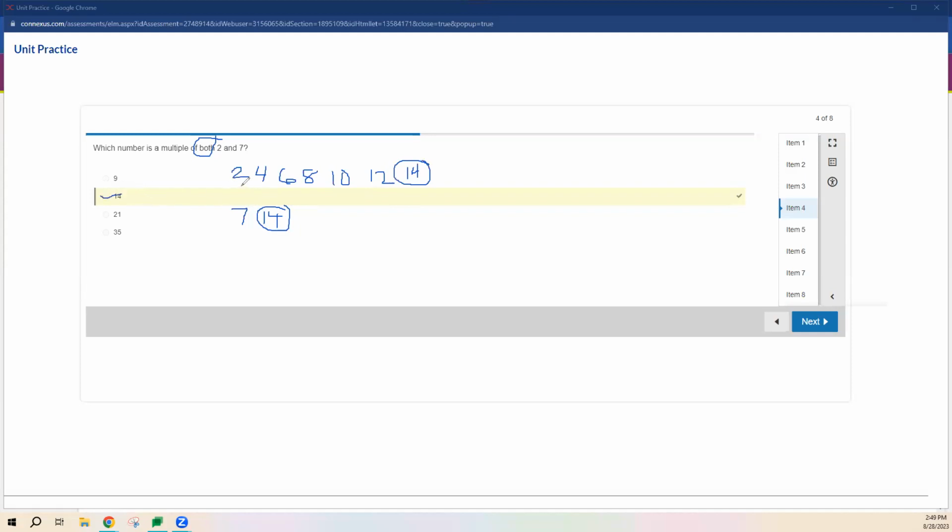Also, just notice every number you say when you skip count by 2s, every multiple of 2 is even. The only even answer is 14. So you didn't even really have to do this step if you remember that fact. All of my multiples of 2 are even. So my answer for a multiple of 2 has to be even. Okay, let's look at our next question.